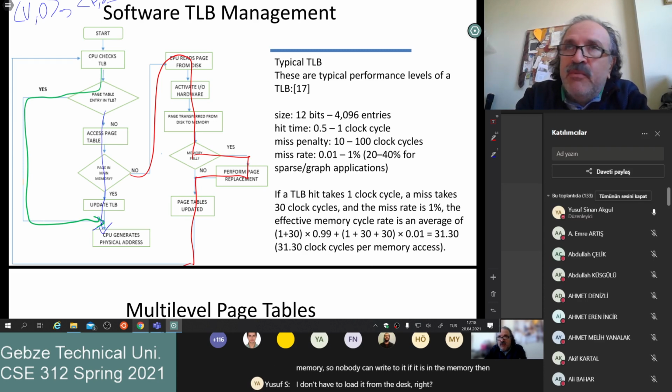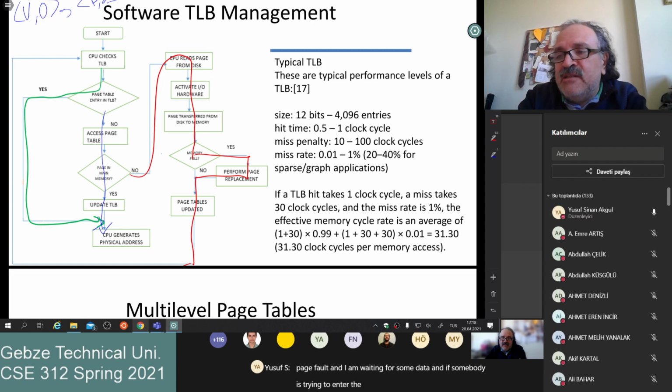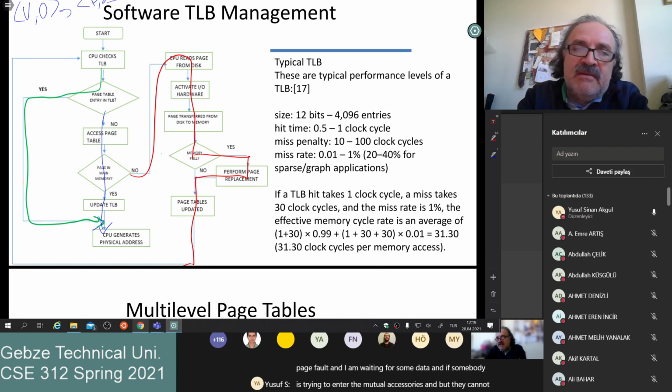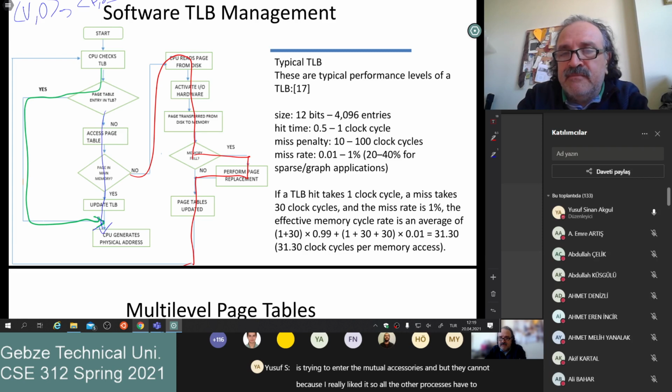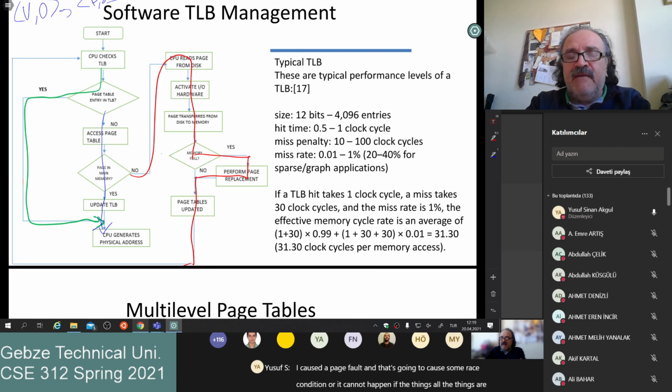While I am waiting, you might say that if I have locked some mutex, and I am trying to access some other memory location and I cause a page fault, and I am waiting for some data, and somebody is trying to enter the mutually exclusive region but cannot because I already locked it, then all the other processes have to wait. So you are saying that I caused the page fault and that's going to cause some race condition? No, it cannot happen if everything is written correctly.